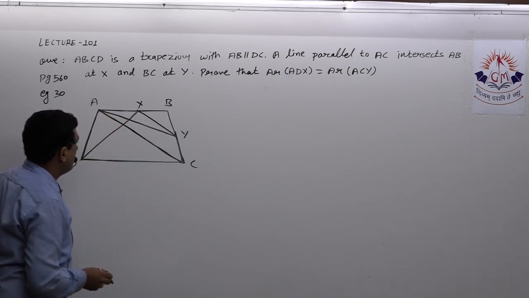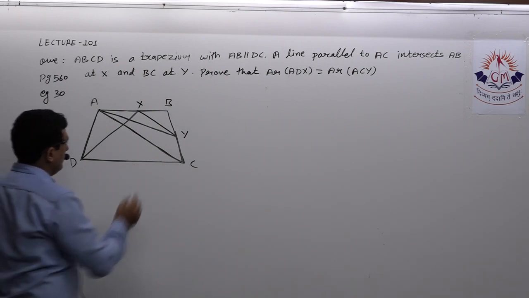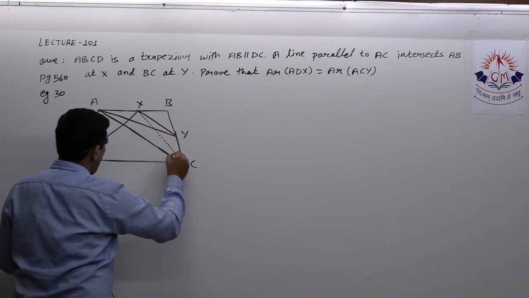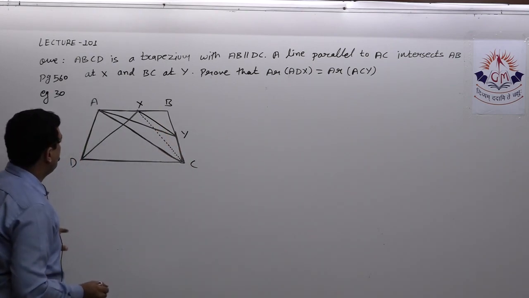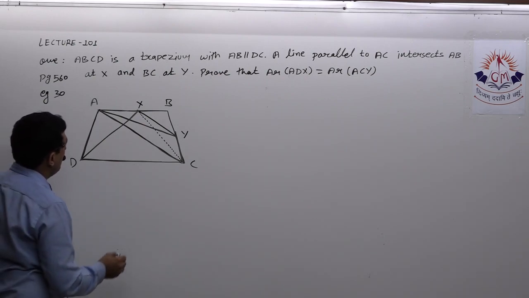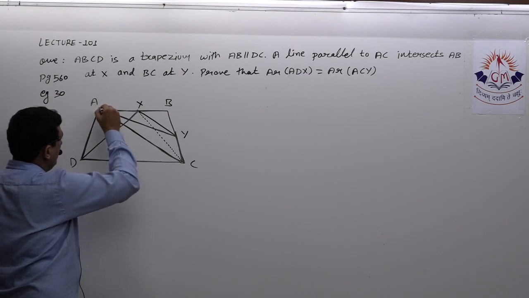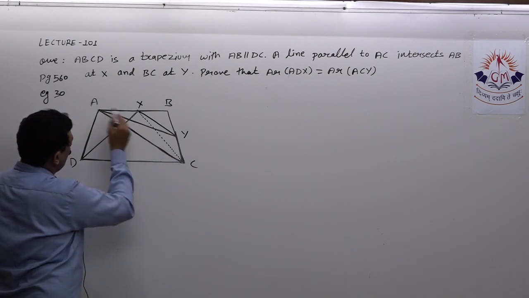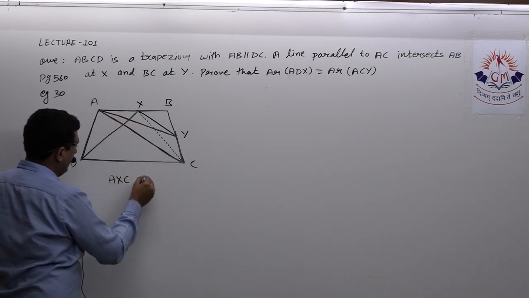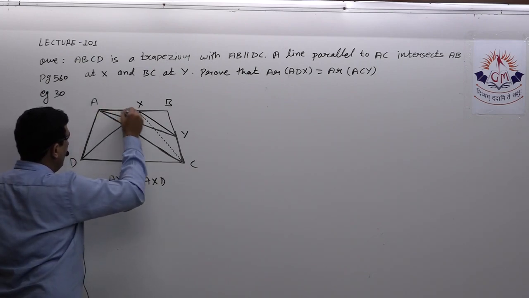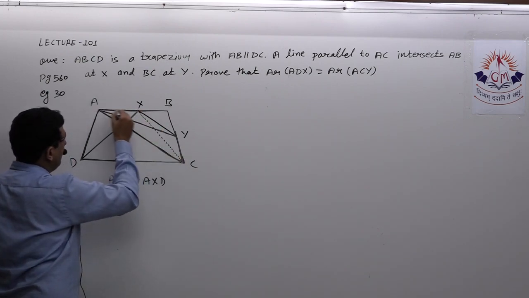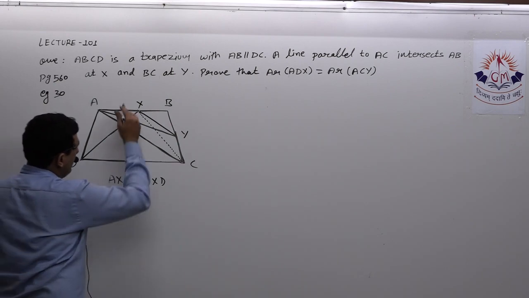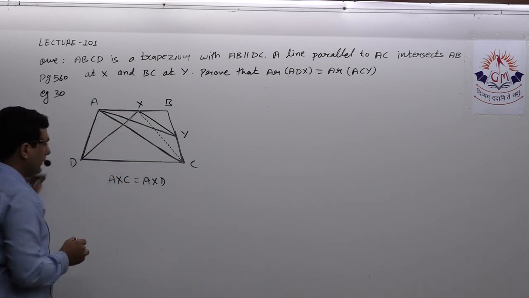Okay, definitely a construction is required. So if I join CX, see now this triangle AXC and triangle AXD, AXC and AXD. Okay, they are on the same base AX and between same parallels AX and CD. So I can say these two will be equal in area.